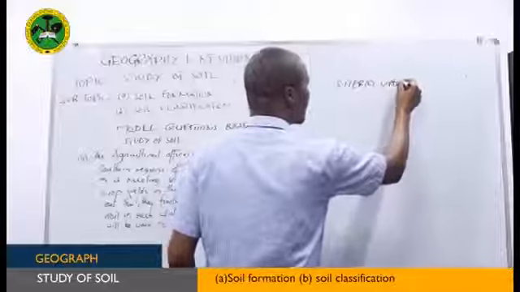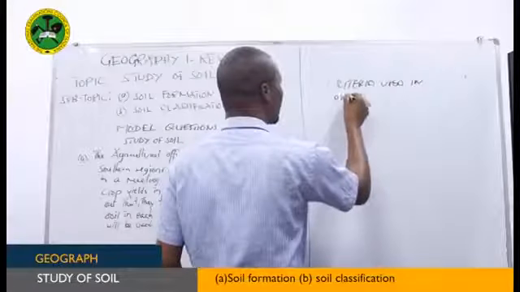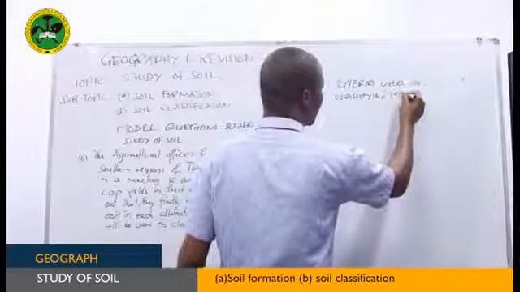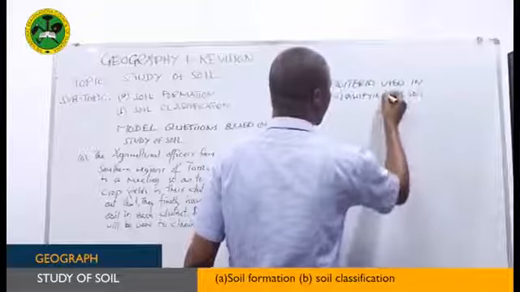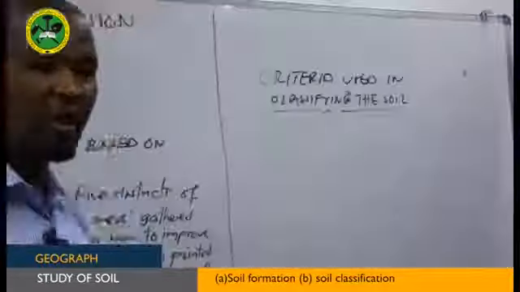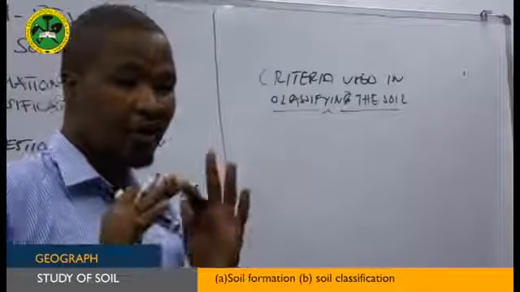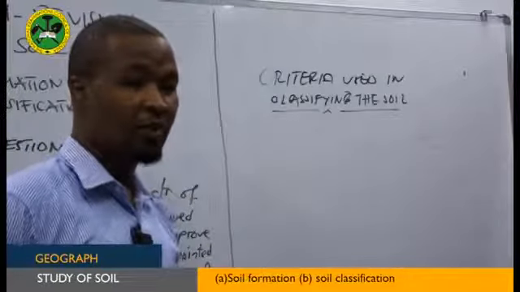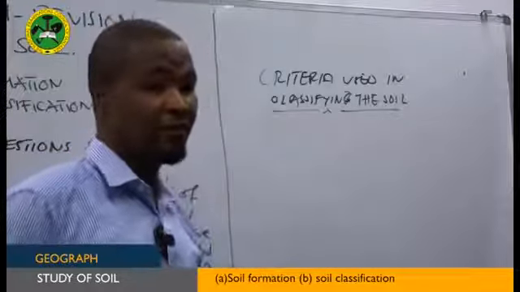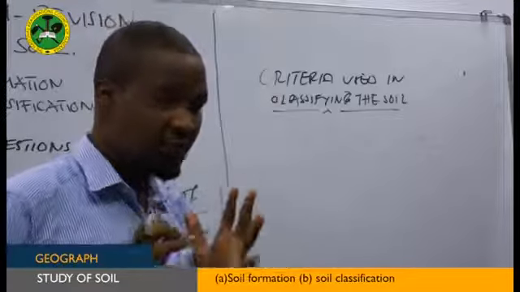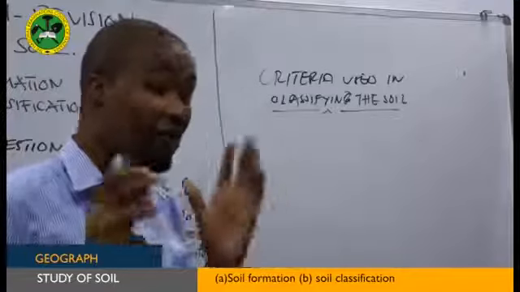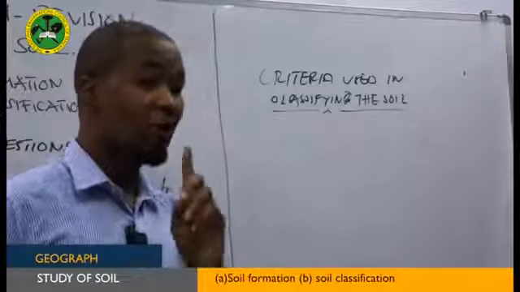Criteria used in classifying the soil, as the question needs. It means the question needs us to explain different criteria that may be used to classify soil. So listen to me very carefully. The criteria that may be used to classify soil can be defined by the soil properties that can be measured quantitatively. Are we together? The criteria that may be used to classify the soil are those that can be defined by the properties of the soil that can be measured quantitatively.